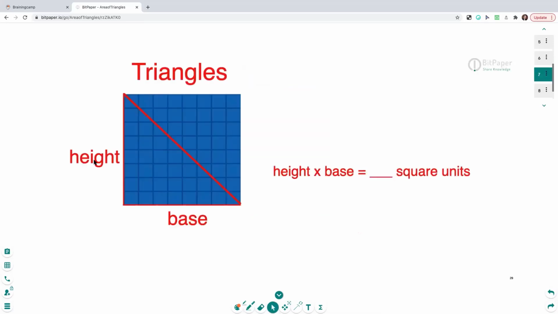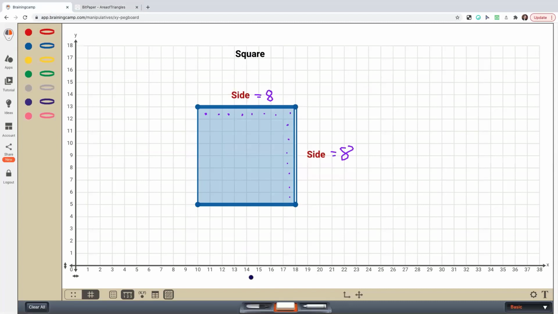If we multiply the height, which was 8 units, by the base, which is also 8 units, I know that 8 times 8 equals 64. So we found that the base times the height is 64 square units. And over here with this square, we found the side times the side, for a square, to find the area is also 64 units.